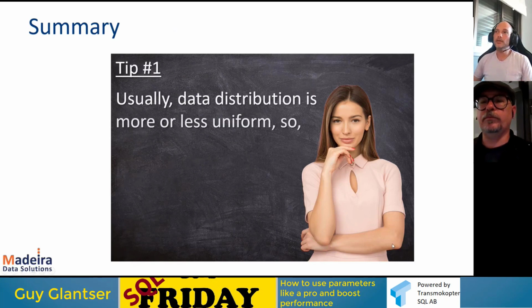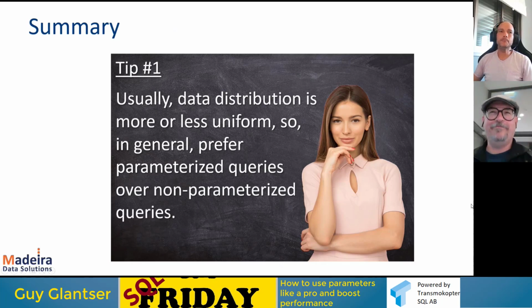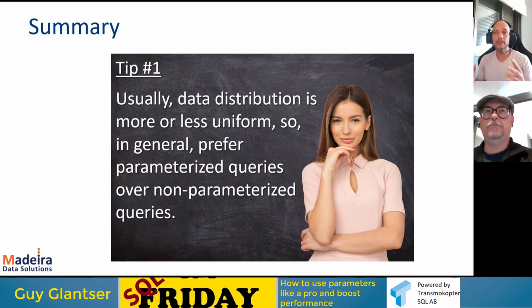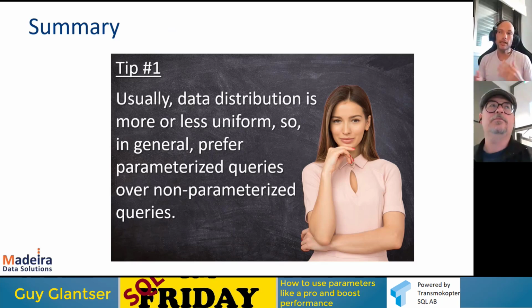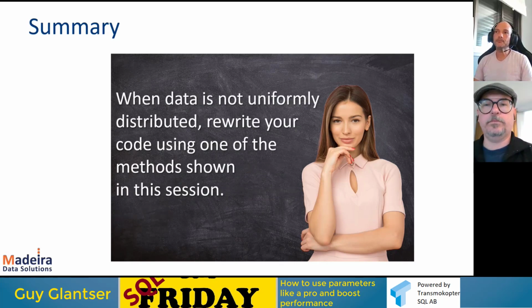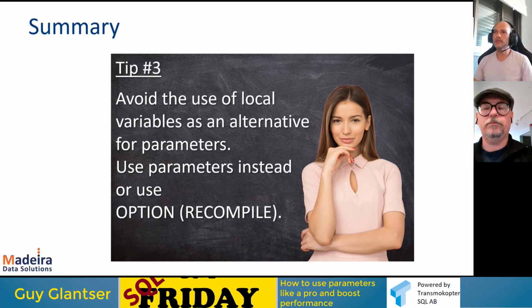Some tips you should take away. It shouldn't happen, all those clicks. Sorry about that. So usually, in most cases, data distribution is more or less uniform, and you don't have a problem with parameter sniffing. Parameter sniffing is great, but sometimes it's not, and then you need to deal with it. And I showed you some options how to deal with non-uniform distributions. Okay, there's so much mess here, the slides. So this was tip number 2.